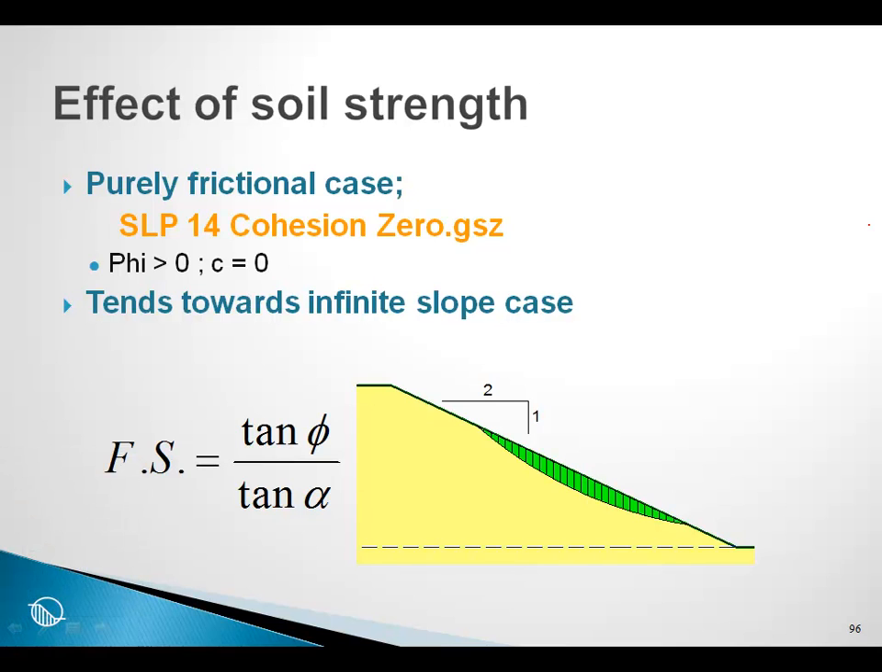There is another important component to specifying trial slip surfaces, and that is that the position of the critical slip surface is related to the soil strength properties that you have specified. A very common situation is analyzing the case for purely frictional material. In other words, phi is greater than 0, but cohesion is 0.